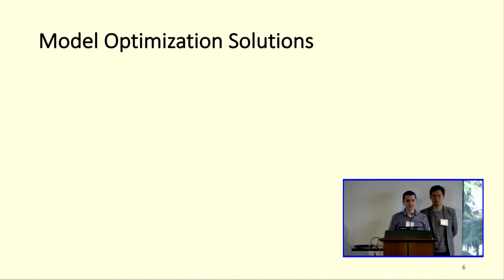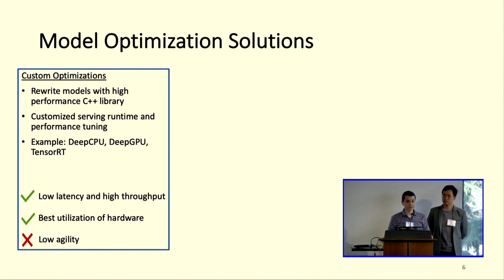So over the last couple of years, we've developed a handful of solutions that we've tried out. The first one is similar to what I just described, where we do custom optimizations. We either hand rewrite the model in C++ or CUDA. Internally, we have libraries named Deep CPU and Deep GPU. Sometimes we'll recreate the entire graph on TensorRT. And this has the obvious benefit of having really low latency and high throughput. It also has the best utilization of hardware because we're hand tuning everything. And the problem is that it has really low agility. Like I just mentioned, it takes a long time to run one model.